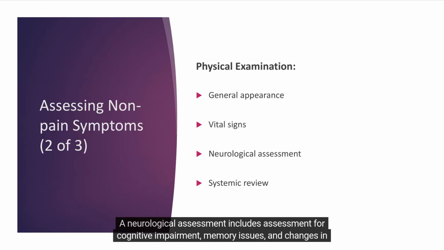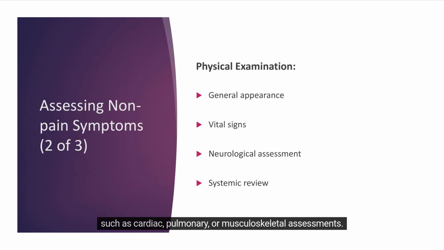A neurological assessment includes assessment for cognitive impairment, memory issues, and changes in mental status. Finally, the physical exam should include a systemic review and relevant exams based on reported symptoms, such as cardiac, pulmonary, or musculoskeletal assessments.